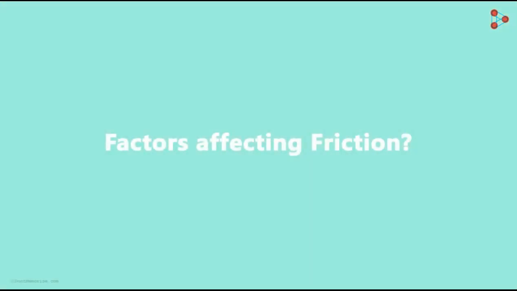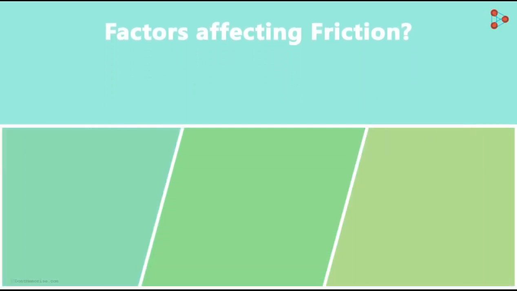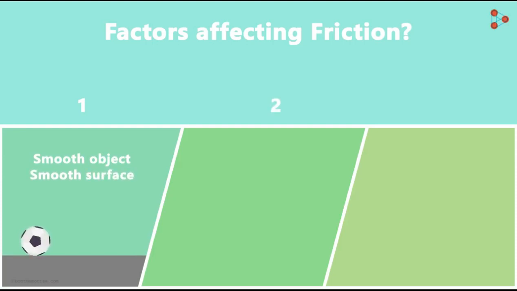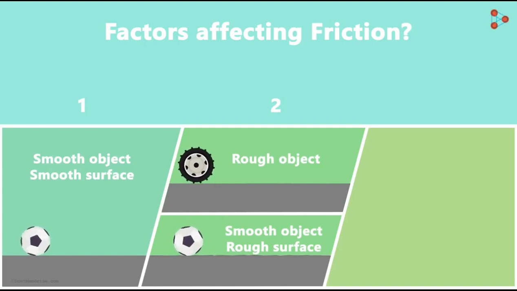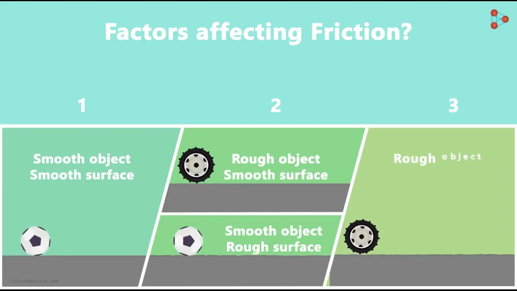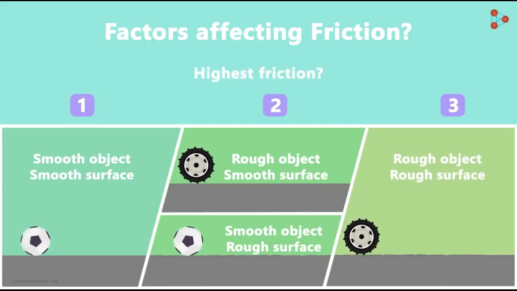What are the factors that affect the friction? Let me give you three situations and then you tell me what it depends on. The first situation is when an object with a smooth surface is moving on a surface which is very smooth. Second, the object has a smooth surface and the surface on which it moves is rough. Or the object has a rough surface and the surface on which it moves is smooth. And in the third case, the surface of the object as well as the surface of the table is rough. In which situation do you think will the force of friction be the highest?